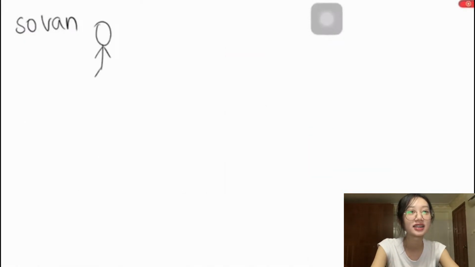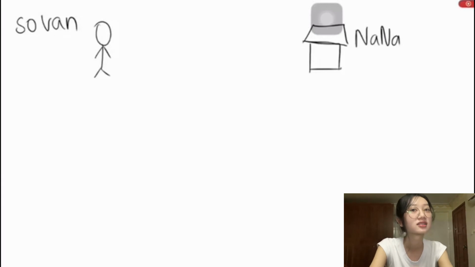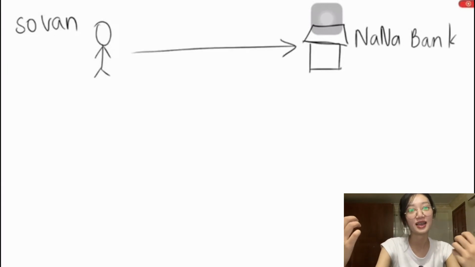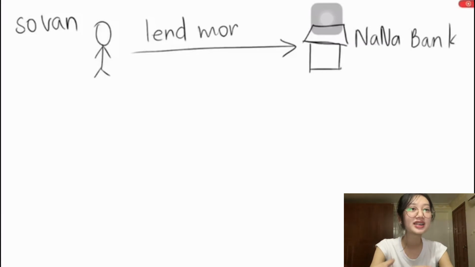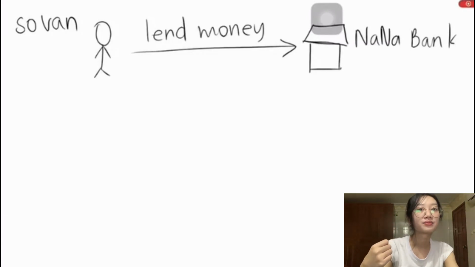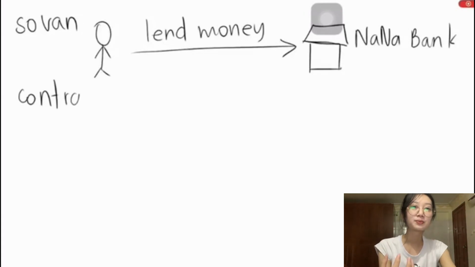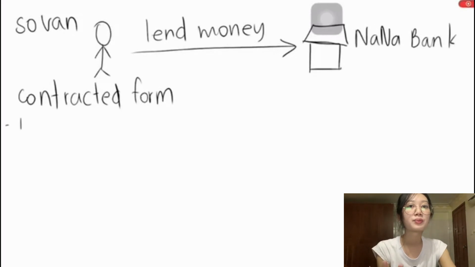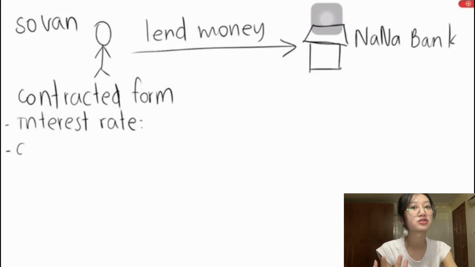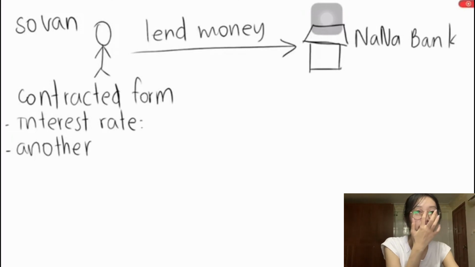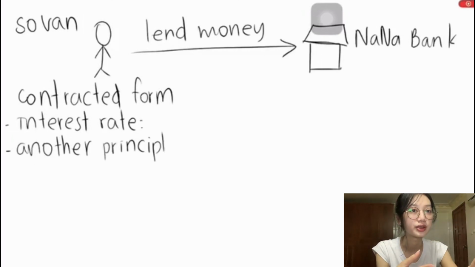We have Sawan, and the bank is called Nana Bank. Sawan went to Nana Bank to borrow some money to buy something for his boyfriend Seav Fong. Normally when borrowing money from the bank, there is a contract, right? And principally, it includes the interest rate, one of the most important things in the contract. But before deciding the interest rate to charge Sawan, the first thing the bank will do is predict the inflation rate. For example, they expected inflation to be 3% by next year. So they decided to charge Sawan a 6% interest rate.